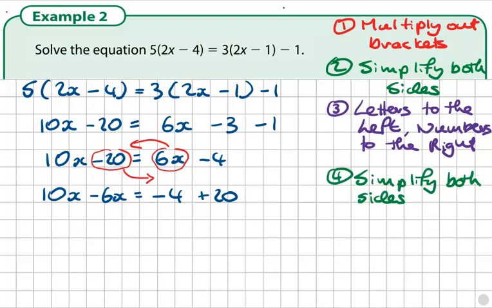So next we're going to simplify. So step 4, simplify both sides. So 10x minus 6x is 4x, and minus 4 plus 20 is 16.